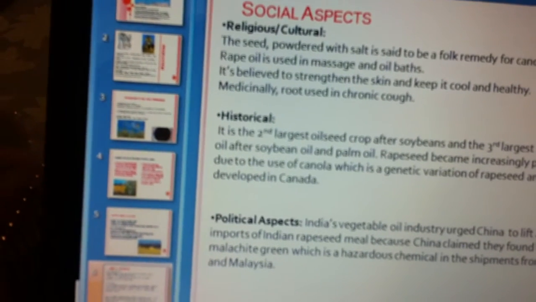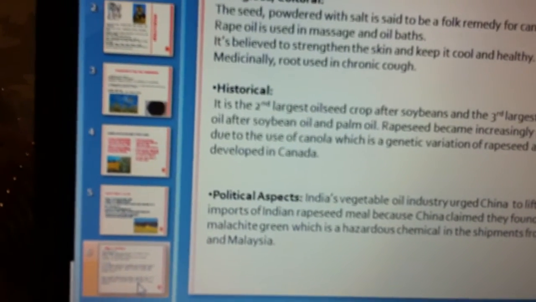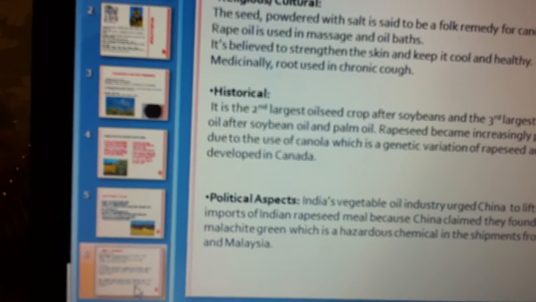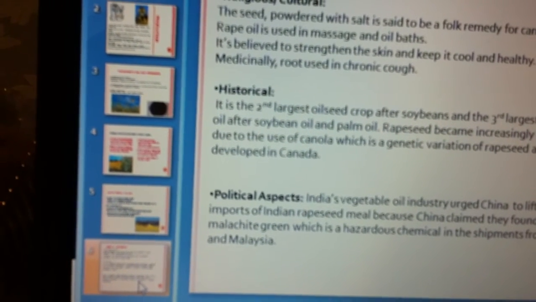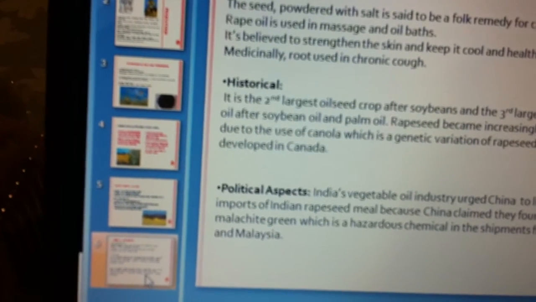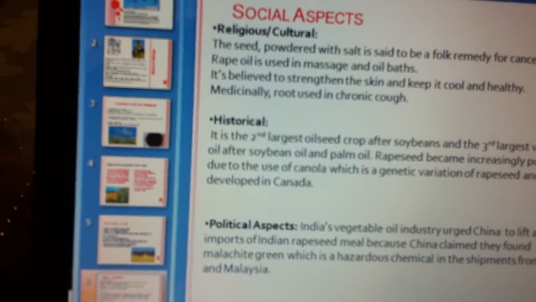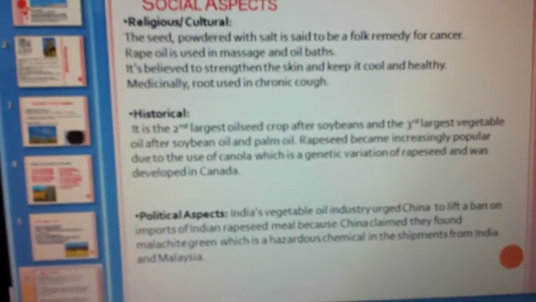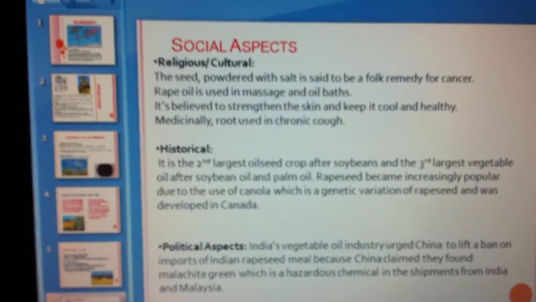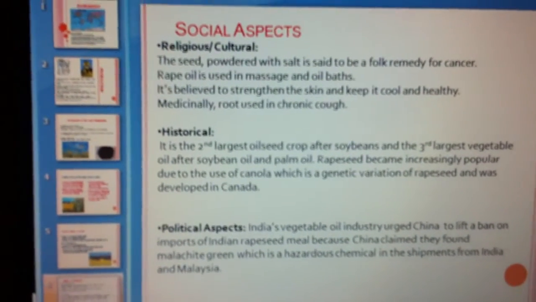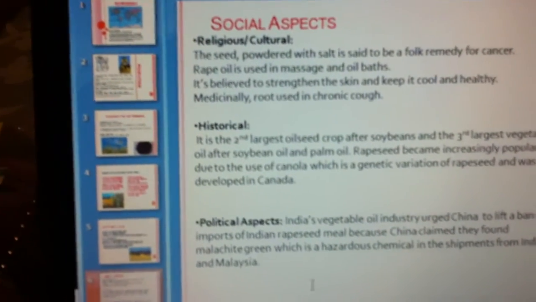Some historical facts about rapeseed: it's the 2nd largest oilseed crop after soybeans, and the 3rd largest vegetable oil after soybean oil and palm oil. Rapeseed became increasingly popular due to the use of canola, which is a genetic variation of rapeseed and was developed in Canada. Rapeseed actually got really popular when people realized that canola was safe for consumers to eat, because there were some problems with that in the past.